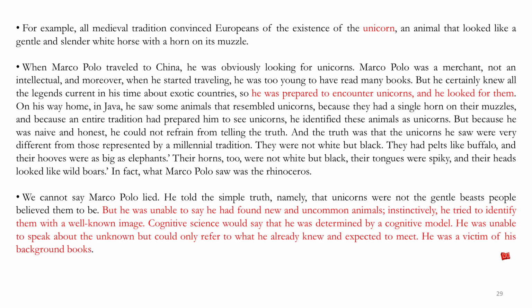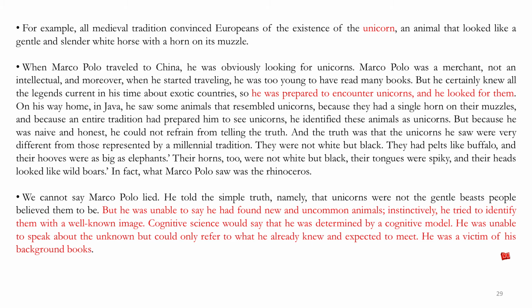But because he was naive and honest, he could not refrain from telling the truth. And the truth was that the unicorns he saw were very different from those represented by millennial tradition. They were not white, but black. They had pelts like buffalo, and their hooves were as big as elephants. Their horns too were not white but black. Their tongues were spiky, and their heads looked like wild boars. In fact, what Marco saw was the rhinoceros. We cannot say that Marco lied. He told the simple truth, namely that unicorns were not the gentle beasts people believed them to be.